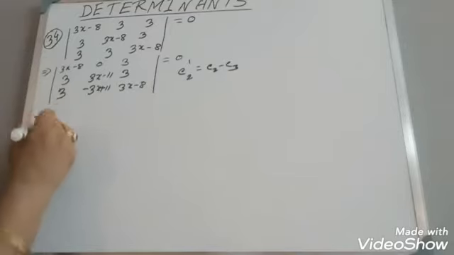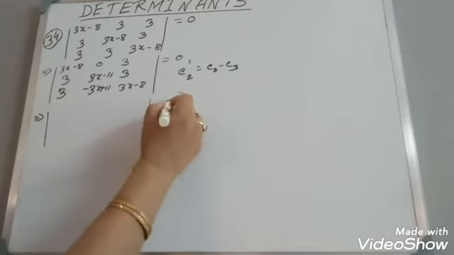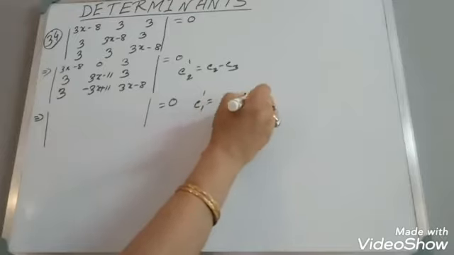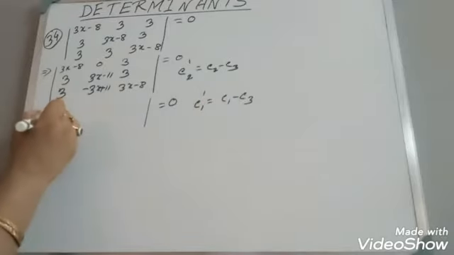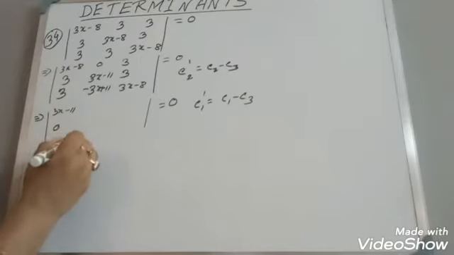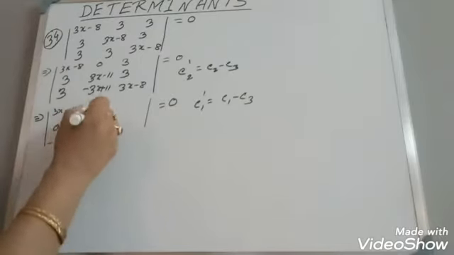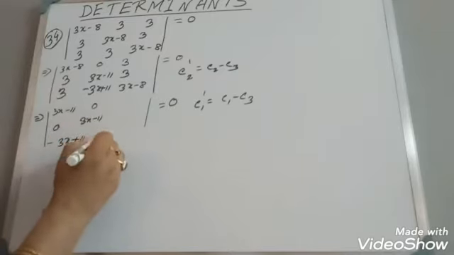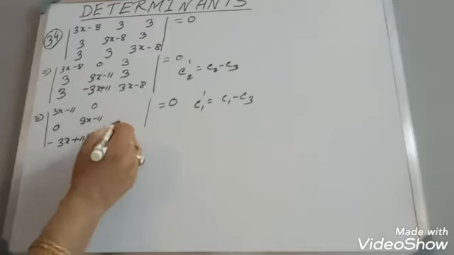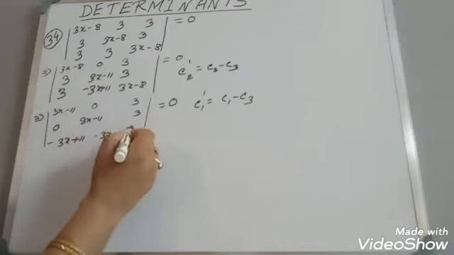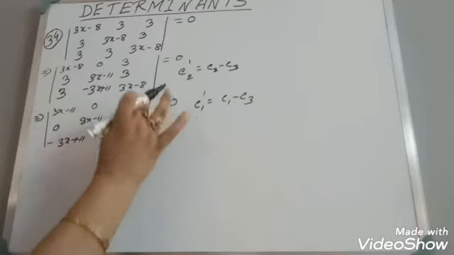Now the next operation will be given on the first column. So C1 dashed equals C1 minus C3. What we will do? 3x minus 11, 0, minus 3x plus 11, then 0, 3x minus 11, minus 3x plus 11, 3, 3, 3x minus 8.